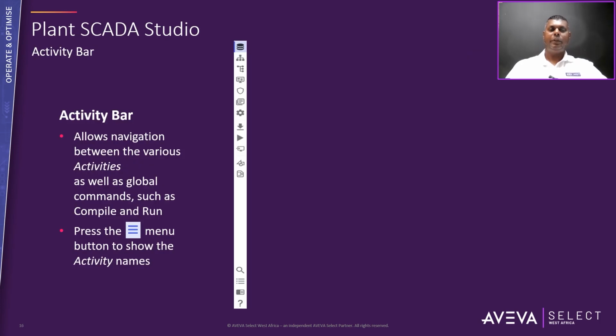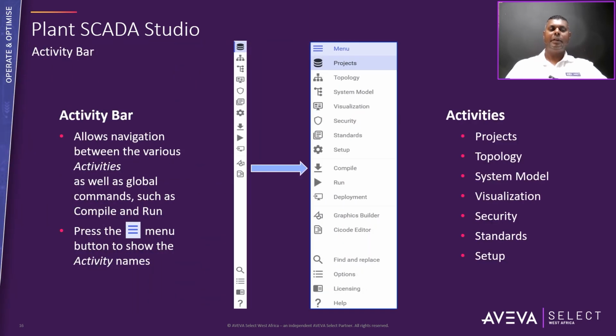In this slide, we introduce the main navigation for Plant SCADA Studio, which is the activity bar. The activity bar is the vertical bar on the left of Plant SCADA Studio. By clicking on the burger menu button, a slide-out pane appears, providing descriptions for the various activities. These activities are described in the next slide.